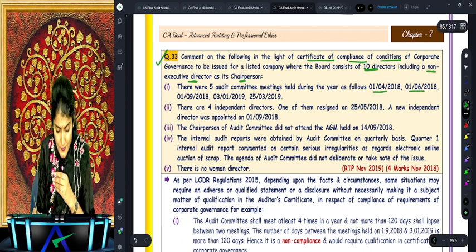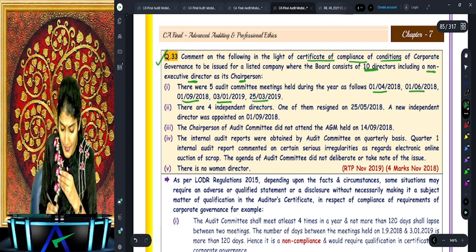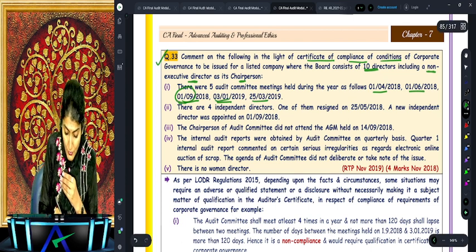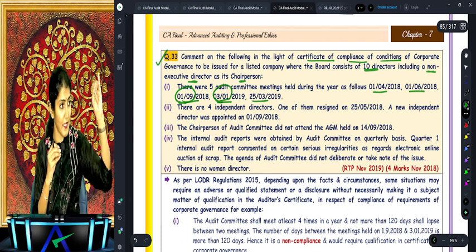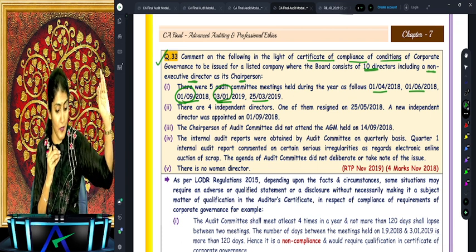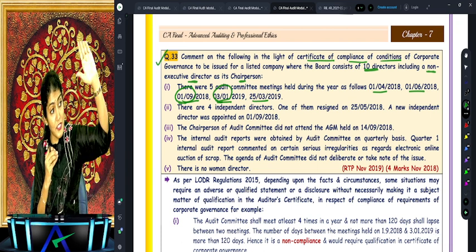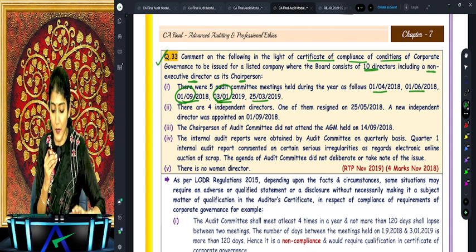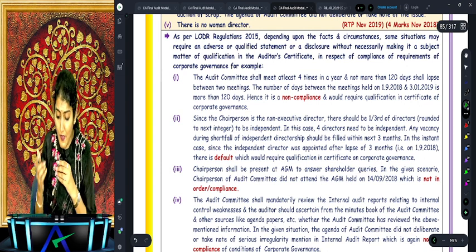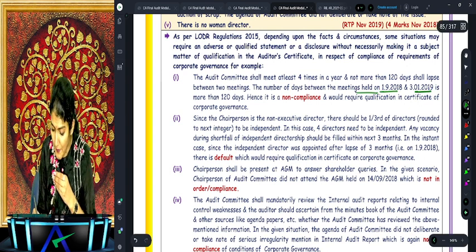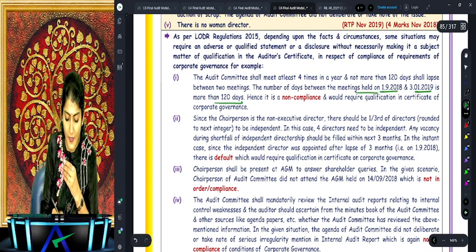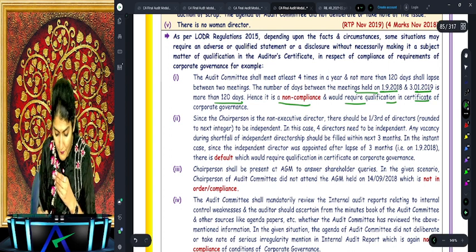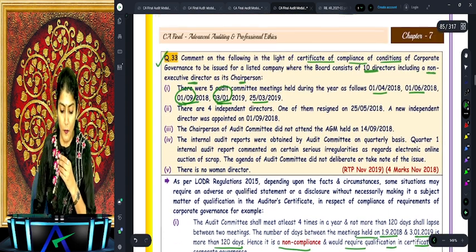1st April, 1st June, 1st September, 3rd January, and then the 25th of March. Now what happens? 1st of September to 3rd of January. So the entire months of September, October, November, December, and January up to 3rd January. So is the time gap between any 2 meetings more than 120 days? Yes. The number of days between 1st September and the 3rd January is more than 120 days. Hence, it is a non-compliance and would require qualification in the certificate of corporate governance.